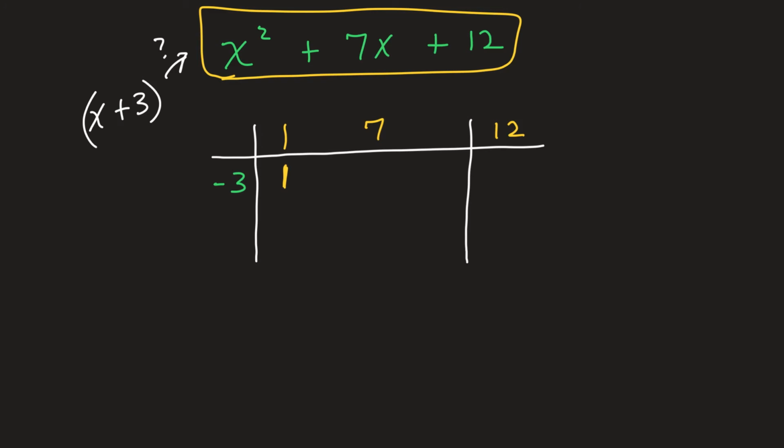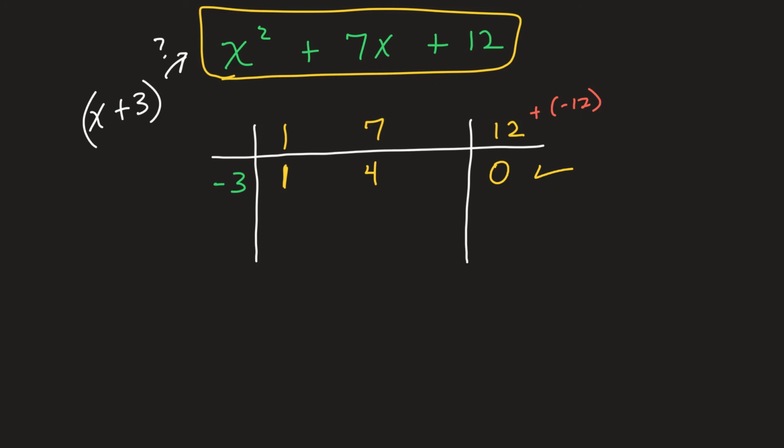After that, you're going to multiply and add. So multiply the negative 3 and the 1 together. That gives me negative 3. Then I'll add that negative 3 to the 7, which gives me a 4. And then I'll repeat. Multiply the negative 3 times 4 gives me negative 12. Add that product to the next number. 12 plus negative 12 is 0. You want to get a 0 here. That means that's your remainder, okay?